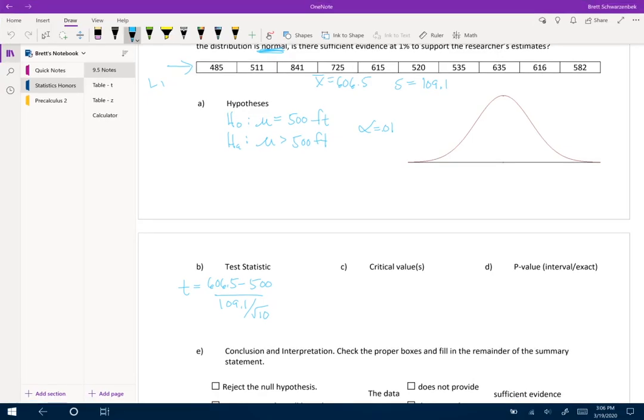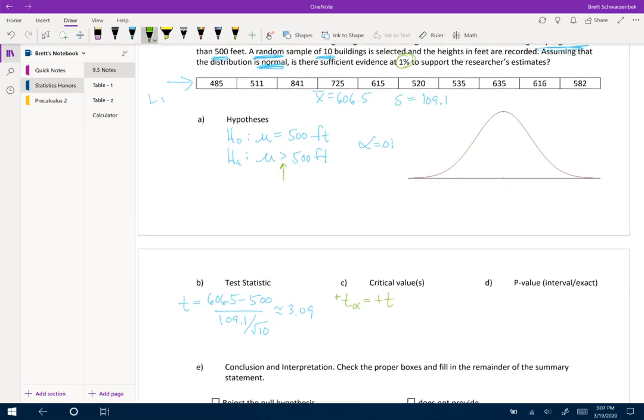Okay, calculation will give us 3.09 as our test statistic. Okay, so let's talk about our critical values. So what are we dealing with? We're dealing with a right-tailed test, clearly. So in a right-tailed test, we have positive t sub alpha. We're dealing with 1%, so 0.01. And we have degrees of freedom equal to 10 minus 1, which is 9.